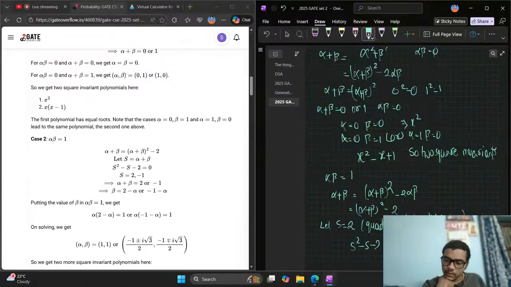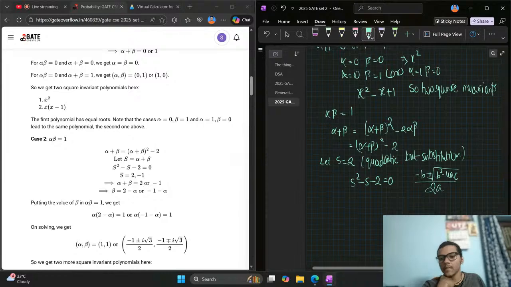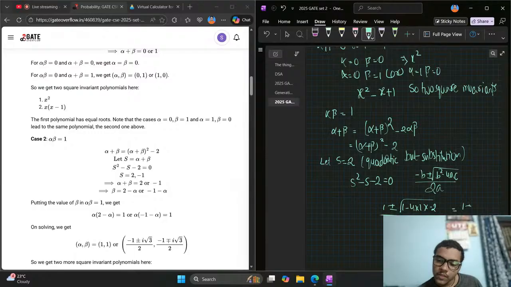s square minus s minus 2 is equal to 0. Minus b plus or minus root b square minus 4ac by 2a. What is minus b? That is 1 plus or minus b squared is 1 minus 4 times a times c is minus 2, by 2. That is 1 plus or minus 1 plus 8. 1 plus or minus 3 by 2. That's it.